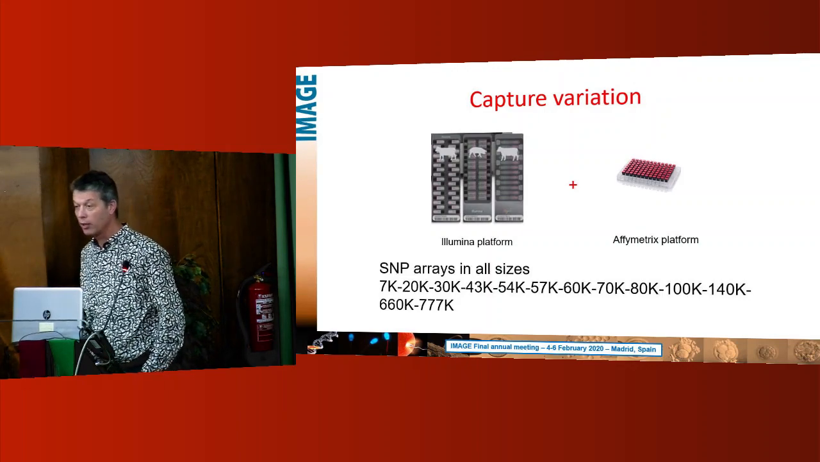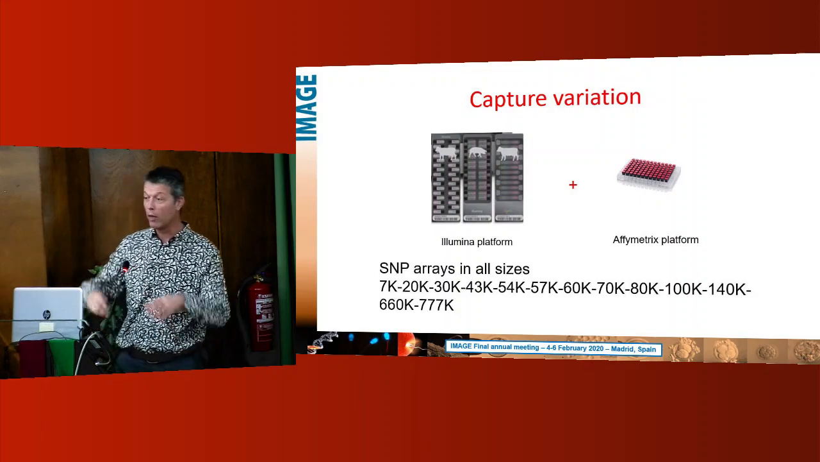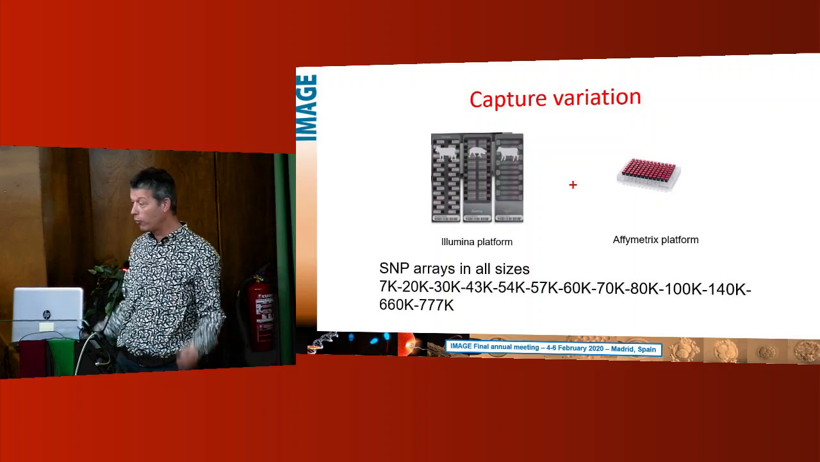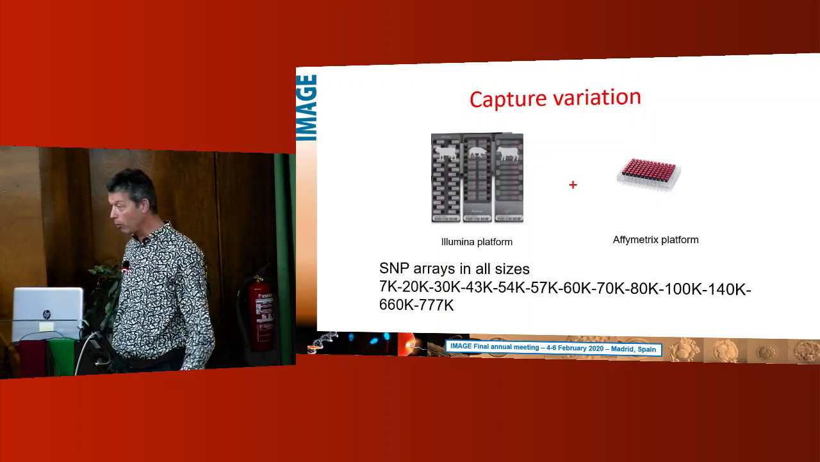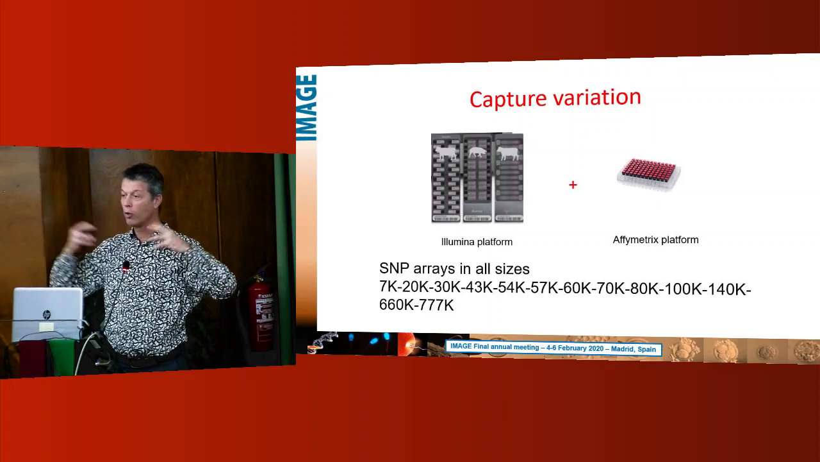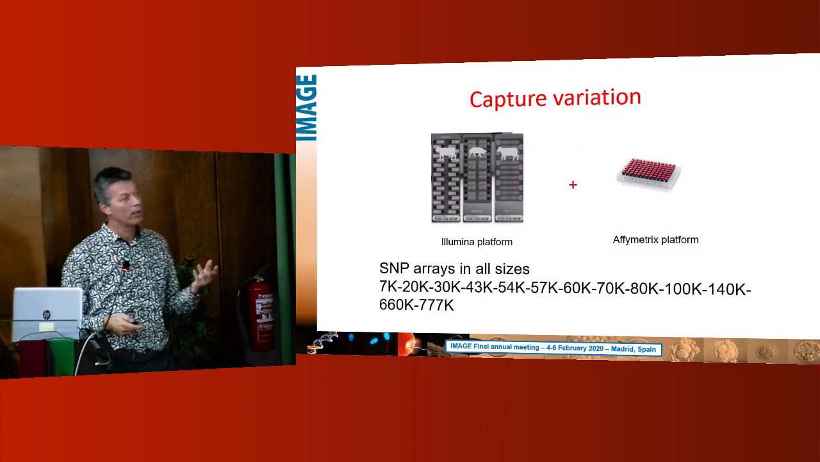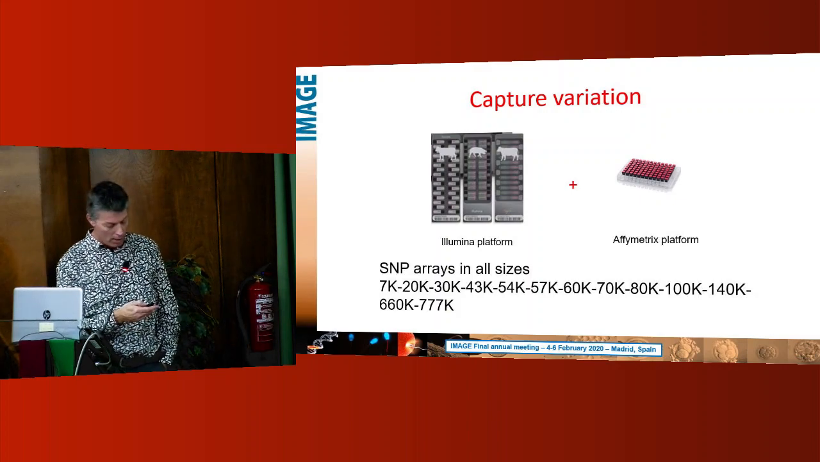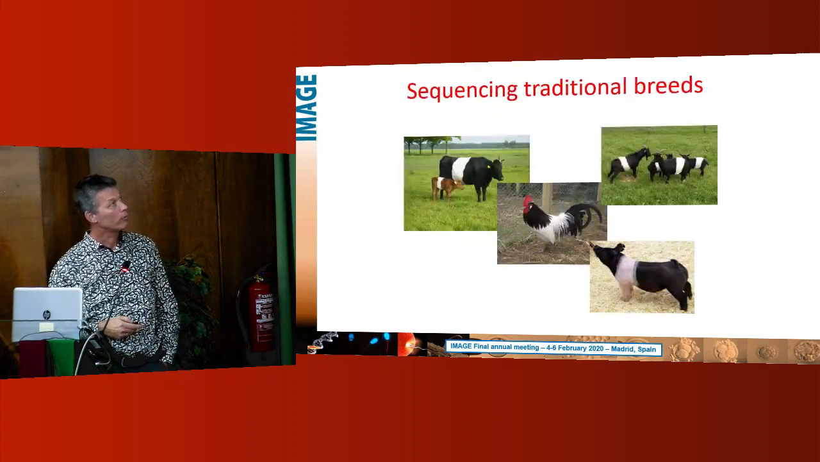But that's not in all cases. There are cases, for example, in chicken, where you have 60K and 660K arrays, where only 1,500 or 1,400 markers are overlapping, which is, of course, a tragedy when you use one system and another system and you want to compare things. That's what triggered us to start making a different approach.